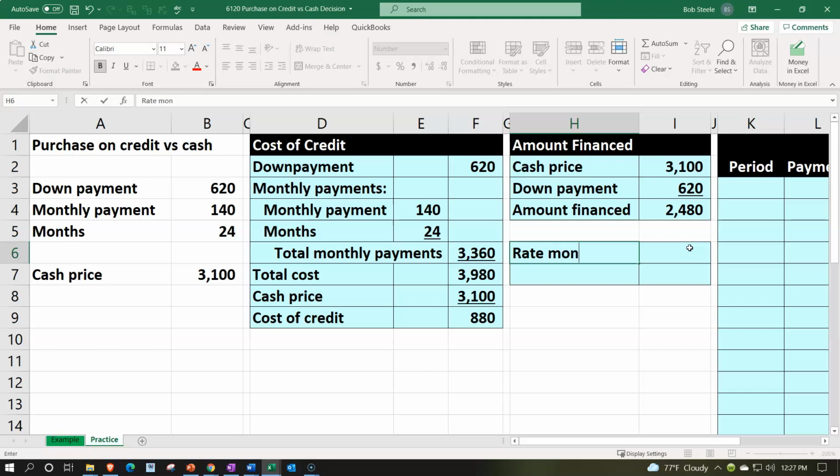I'm going to pick up the monthly rate and say this will be equal to the RATE formula. Number of periods is going to be 24 periods, comma, and then the payment that they're saying we have to make is 140 payments, comma. The present value is the amount we financed, not the cost, but the cost minus the down payment, that being the $2,480.